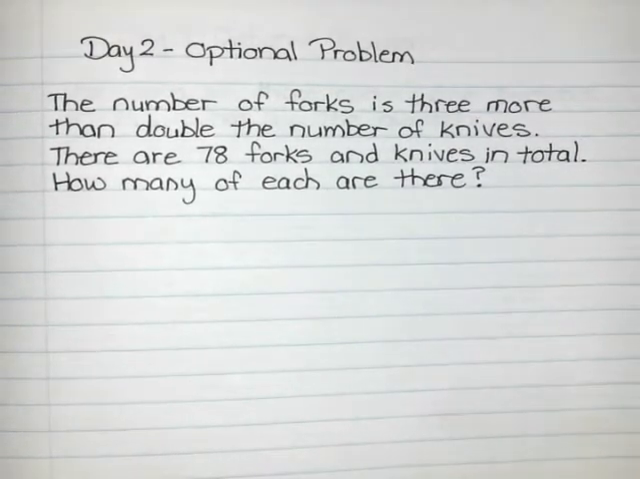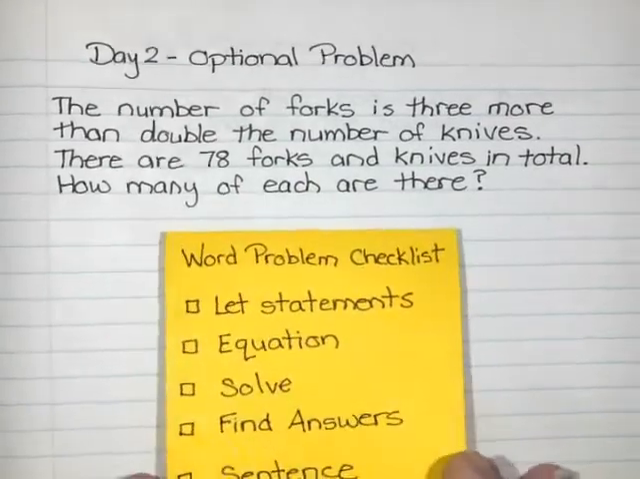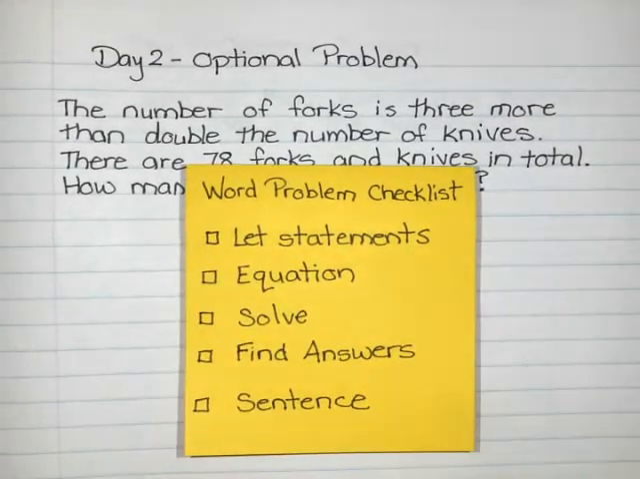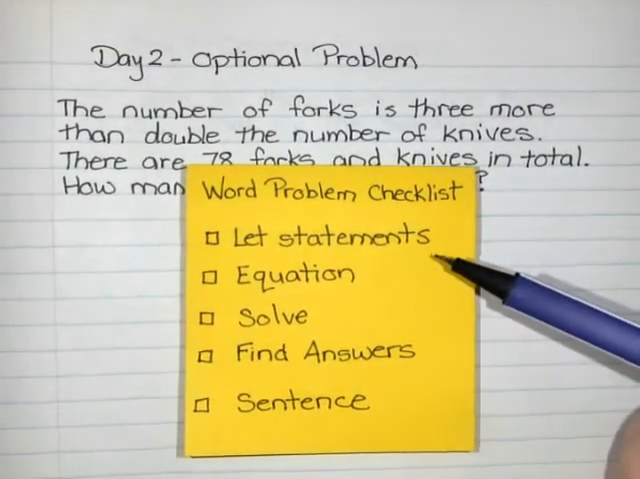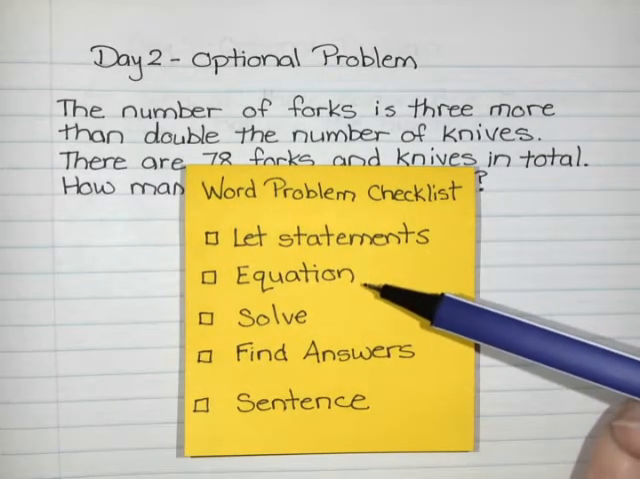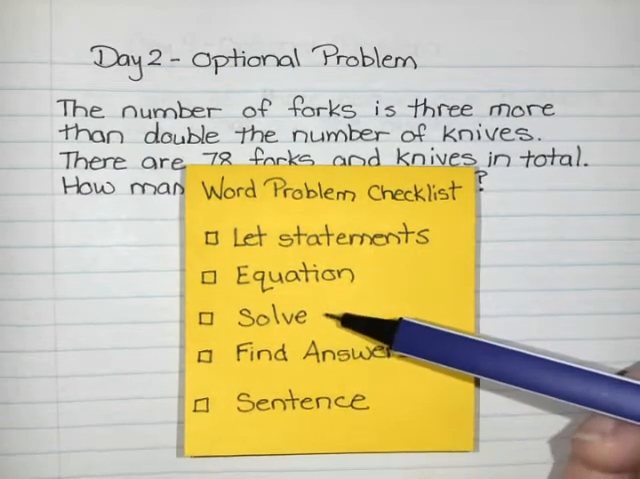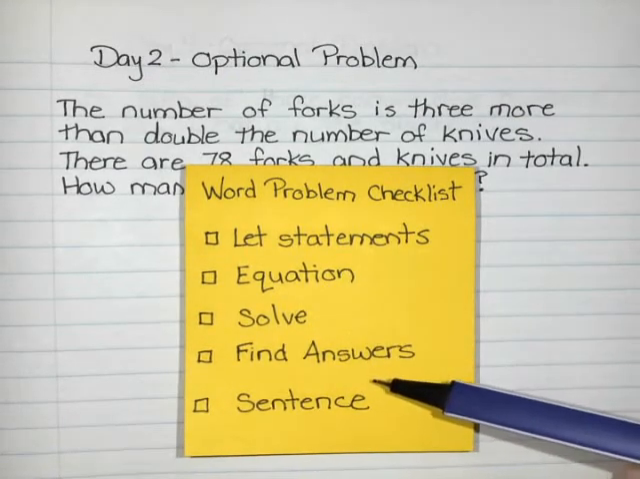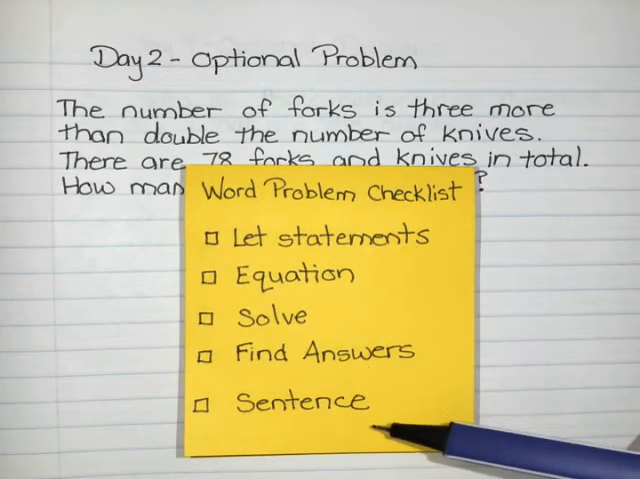How many of each are there? When I am tackling a word problem, there are 5 things I need to do. I need to write let statements to introduce the variable that we're using in our question. I need to write an equation. I need to solve that equation. I need to take that answer, find the answers to what the question is asking, and then write a concluding sentence.